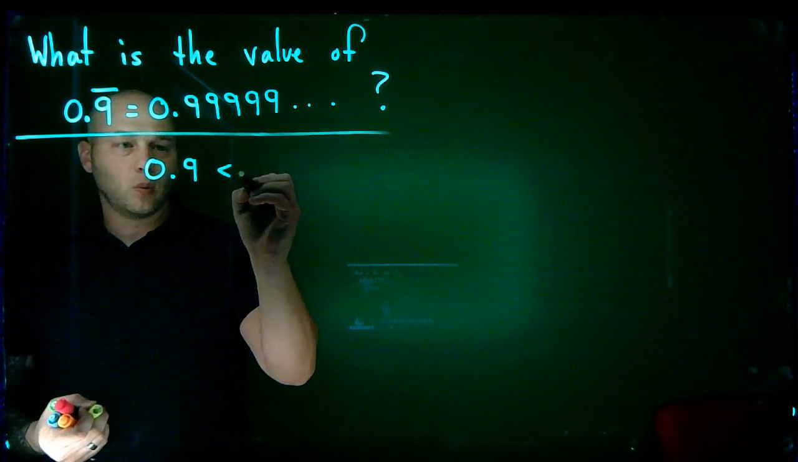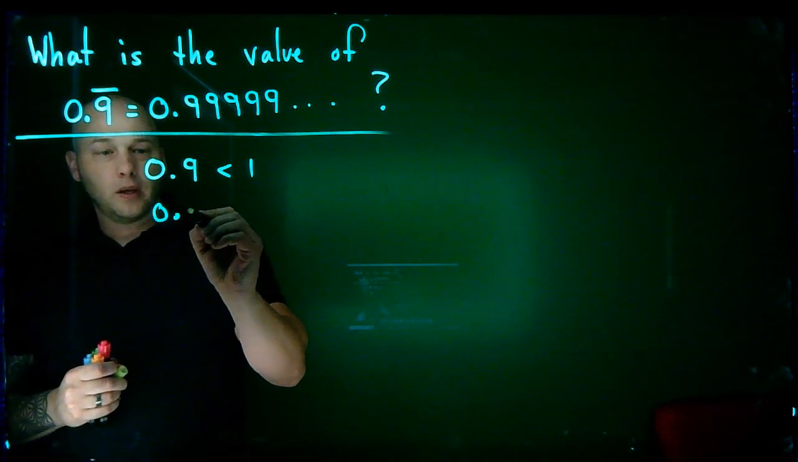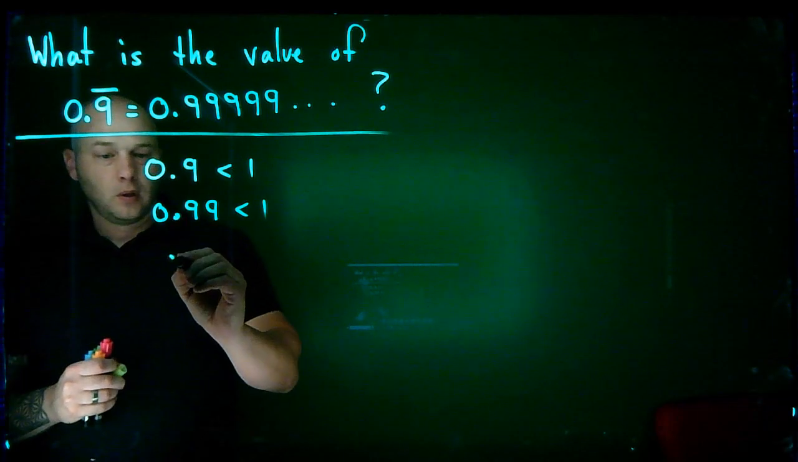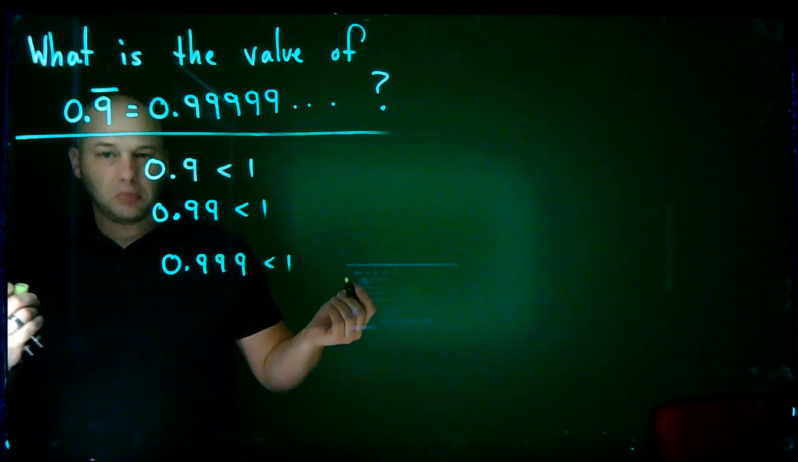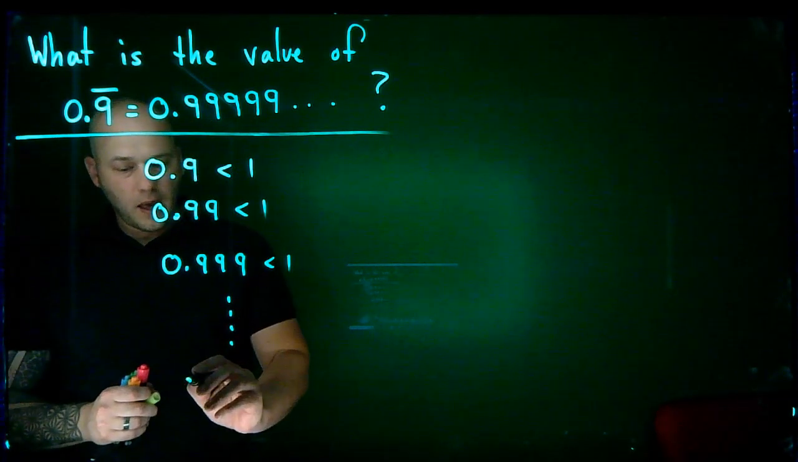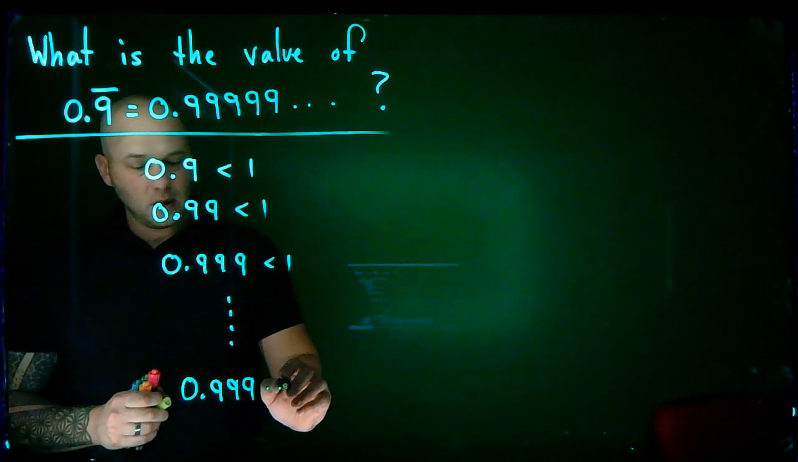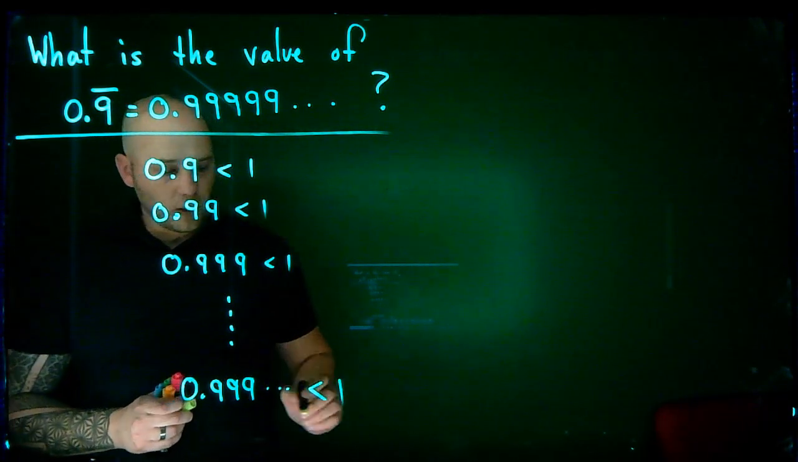clearly is less than 1. Okay, no problem there. 0.99 less than 1, certainly. 0.999 less than 1. Again, no problem there. Well, there are people that believe that if I was to take the value 0.999 and I do that infinitely many times, this is still less than 1.